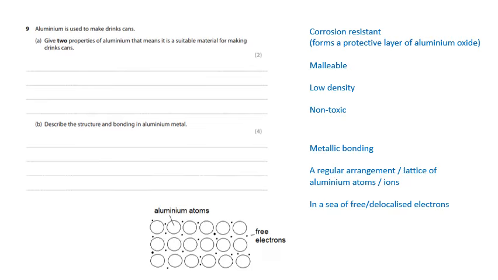So you've got layers of atoms, a regular arrangement or lattice of aluminium atoms, or you could say ions. Yeah, a regular arrangement of aluminium atoms in a sea of free or delocalized electrons. So lots of layers of atoms with free electrons bouncing around in between, and that is metallic bonding. 4 marks. Thank you very much. If you do a diagram, don't forget to label it.